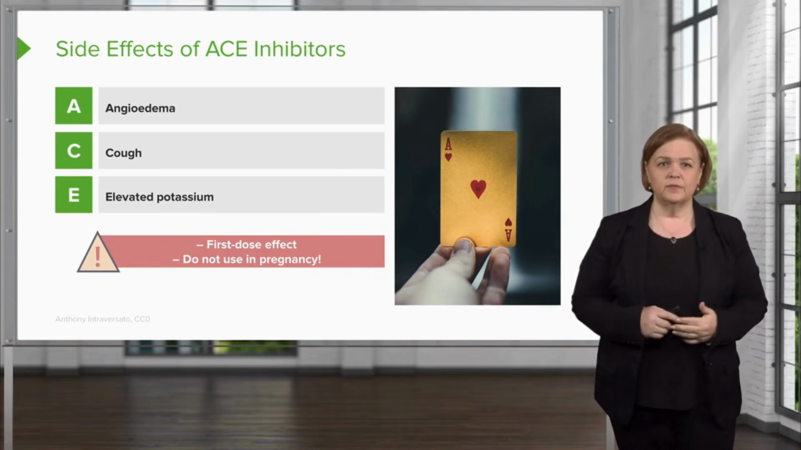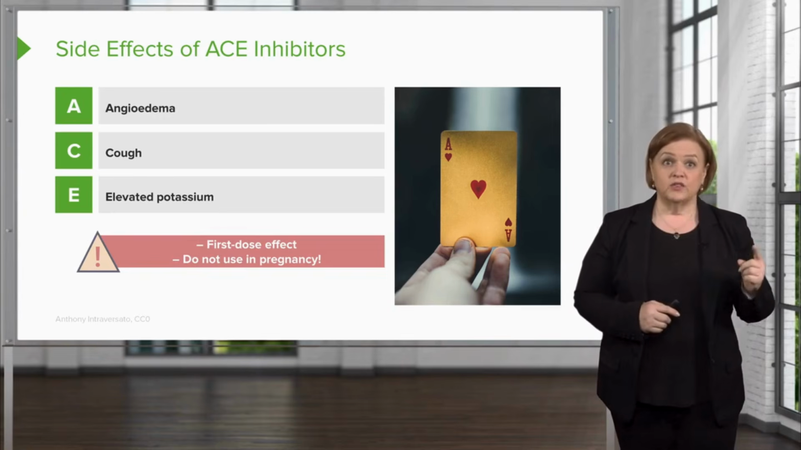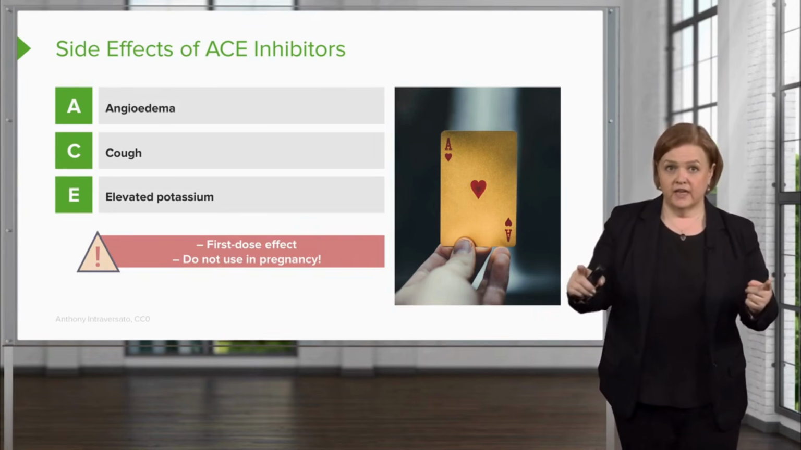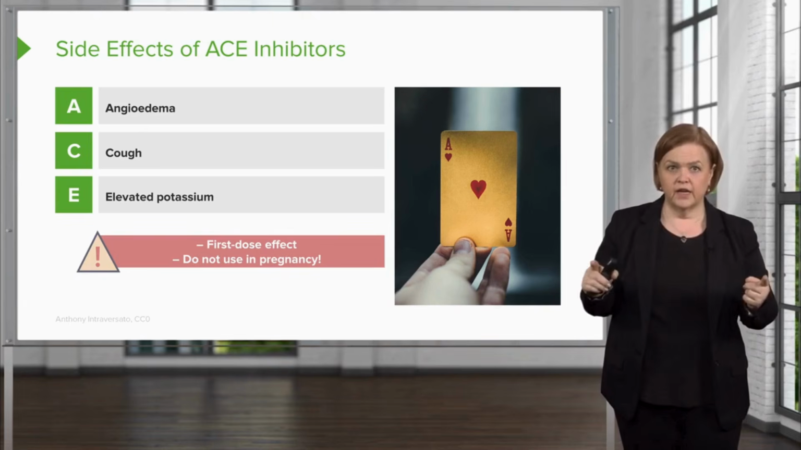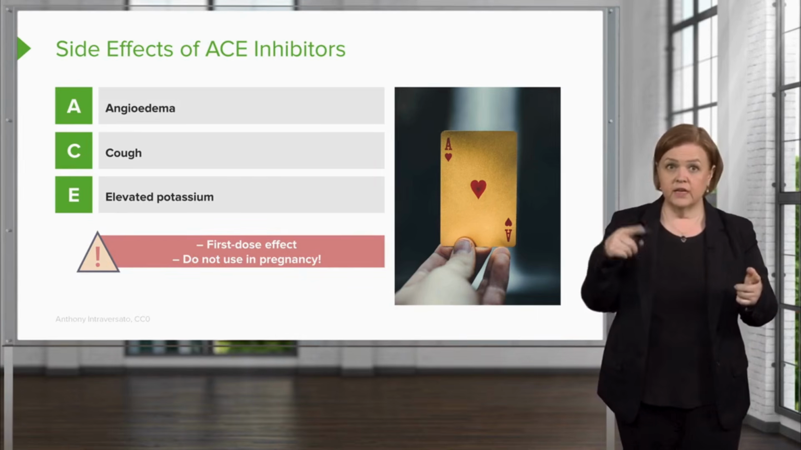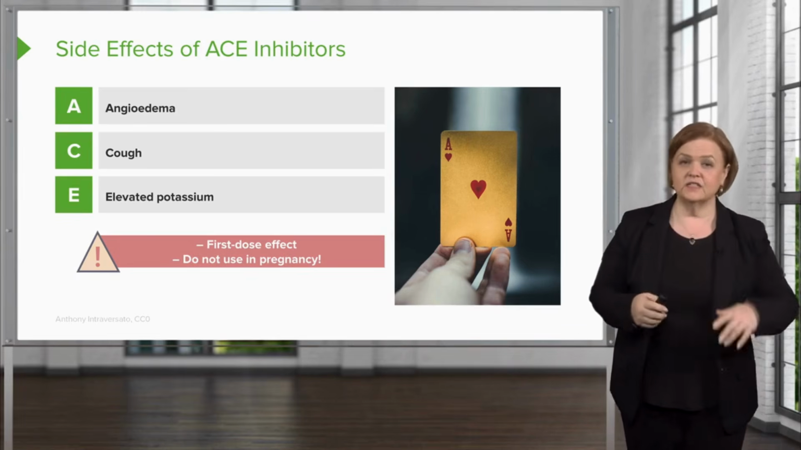Why do we care about elevated potassium? Because I don't want to give a patient an ACE inhibitor who's also on another medication that elevates potassium, like a potassium-sparing diuretic. So keep in mind, if a med already has one side effect, I don't want to give them another medication that also has that side effect. All right, there's a key slide for ACE inhibitors.